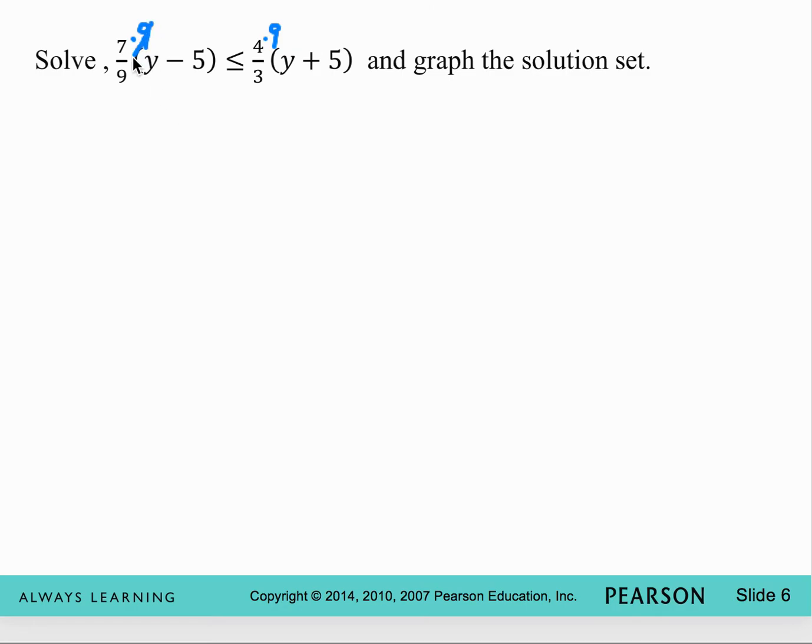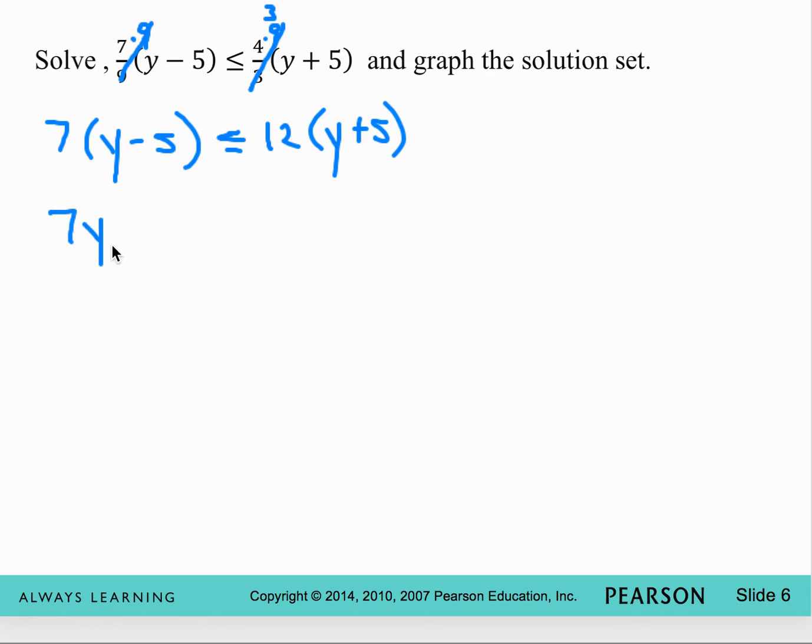Okay, now here 9 divided by 9 cancels out, so it just leaves the 7 times y minus 5. Okay, here 9 divided by 3 leaves a 3. So I have 4 times 3, 12 times y plus 5. Okay, now get rid of parentheses. So 7y minus 35 less than or equal to 12y plus 60.